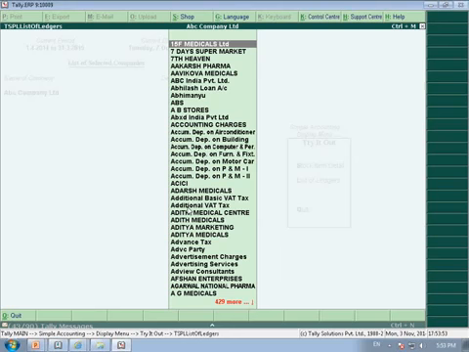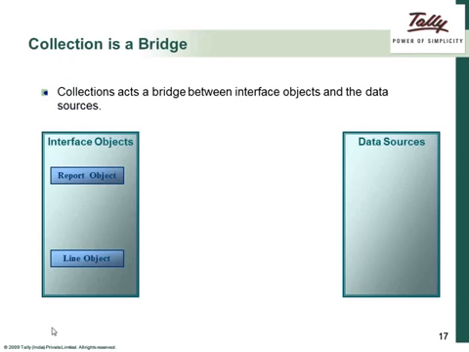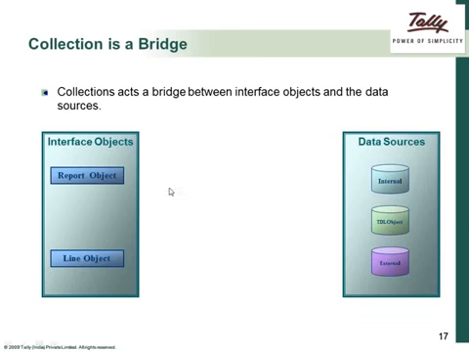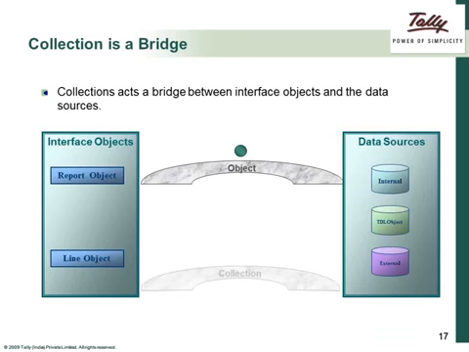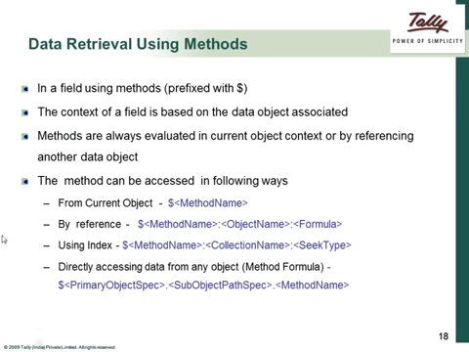Simple? Yes or no? So, collection acts as a bridge between the interface objects and the data sources, whether it could be the internal, external, TDL object. Report level, form level, part level, it is an object. At line level, a collection is the object association. Methods is what we talk about.